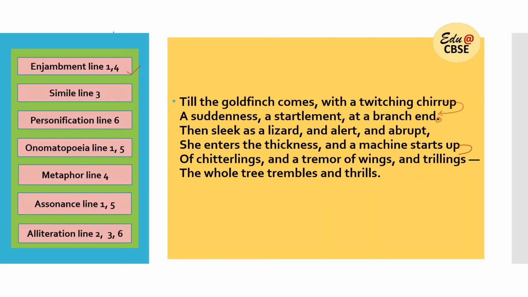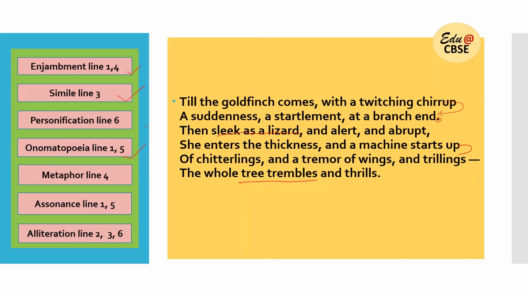Now, simile is there in line 3. So let's see line 3. So sleek as a lizard. So this is simile. Personification in line 6. So tree trembles. So this is personification. So the tree is given the quality of trembling. Then onomatopoeia, line 1 and line 5.